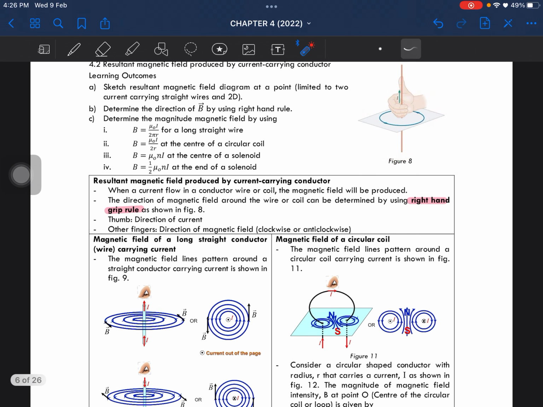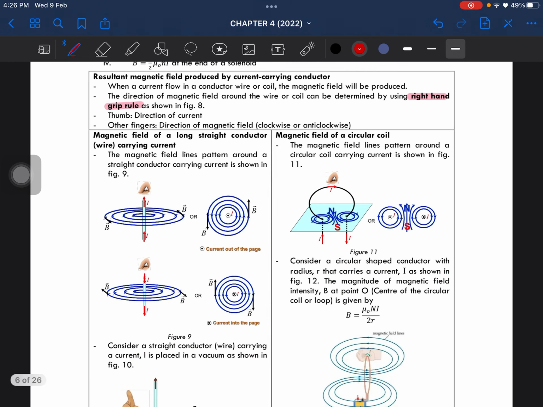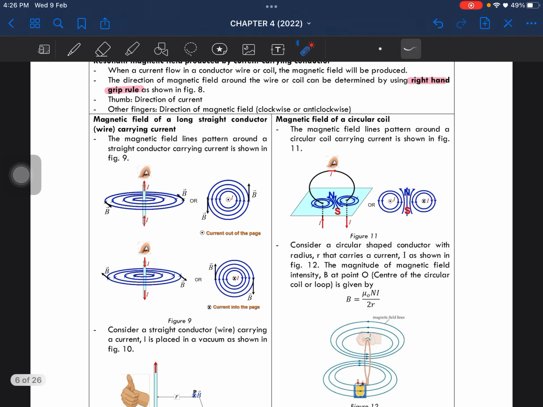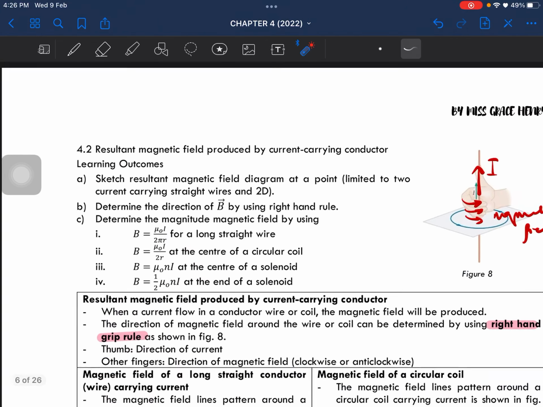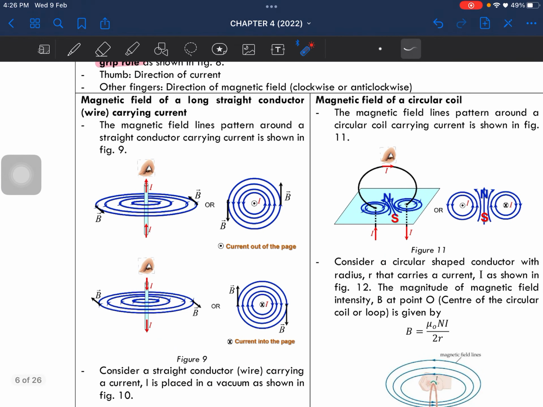The thumb is telling us the direction of the current, whereas the rest of the fingers are telling us the direction of the magnetic field. Right, so let's look at the magnetic field of a long straight conductor which is carrying current. These are the patterns around a straight conductor which carries current. How do we determine the direction of this magnetic field? By using the right hand grip rule.